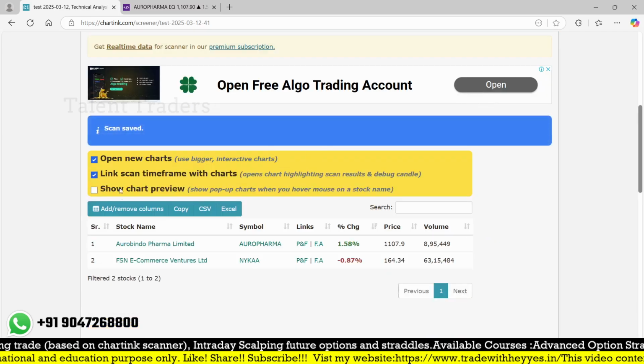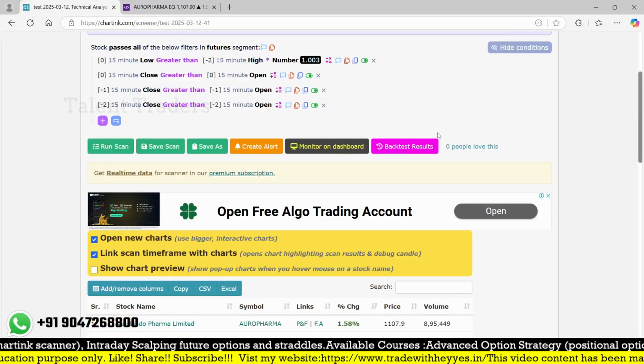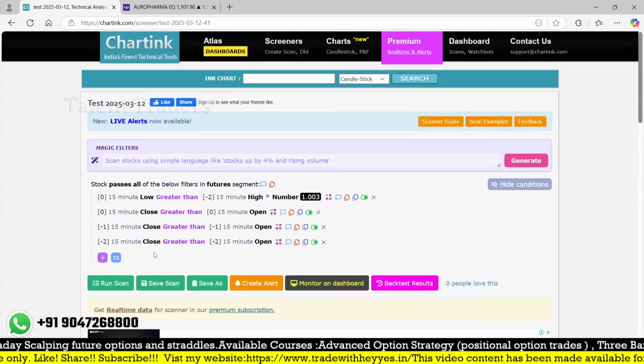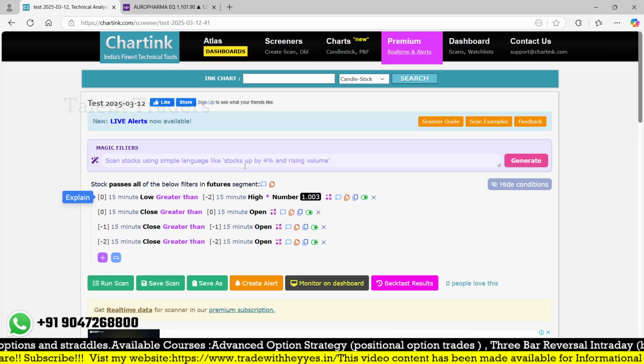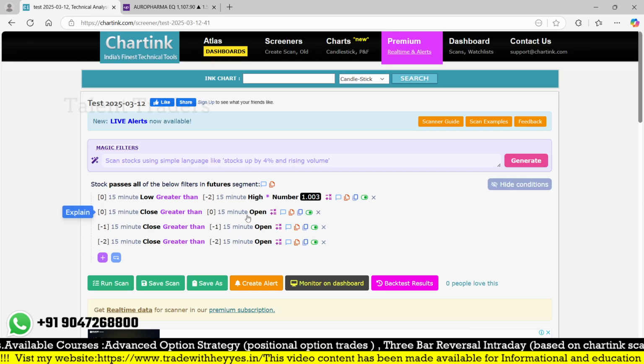Save this scan. So there will be only 2. So I think you can backtest it. This is for a positive one. So let me try to copy the same one to create a negative one.